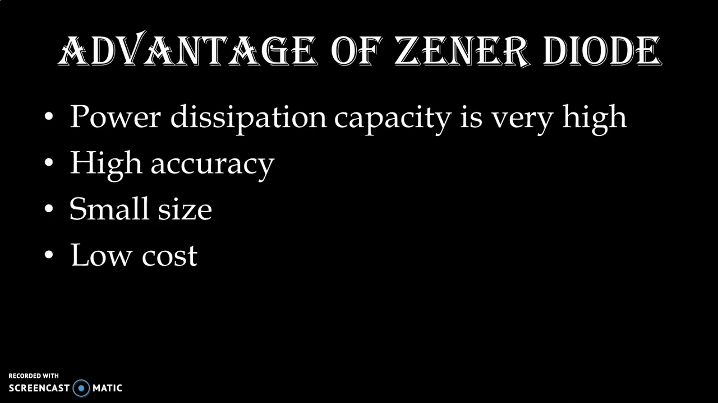So this is all about Zener diode and its reverse biased characteristic, and why the constant voltage across the Zener diode is available during reverse biased condition, that is explained in the lecture.